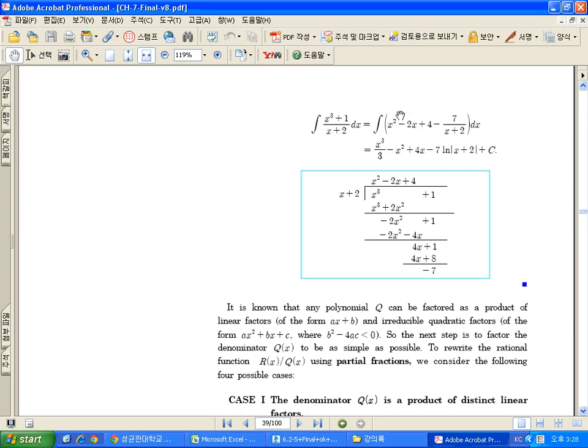Then integration of this rational function is much simpler in this way, because the integral of x squared is x cubed over 3, and integration of minus 2x is just minus x squared, and integration of 4 is just 4x, and all we have to worry about is this rational function, which we already know. The antiderivative of this rational function is a log function. So we can easily get the integration of this rational function after the partial fraction, like this.